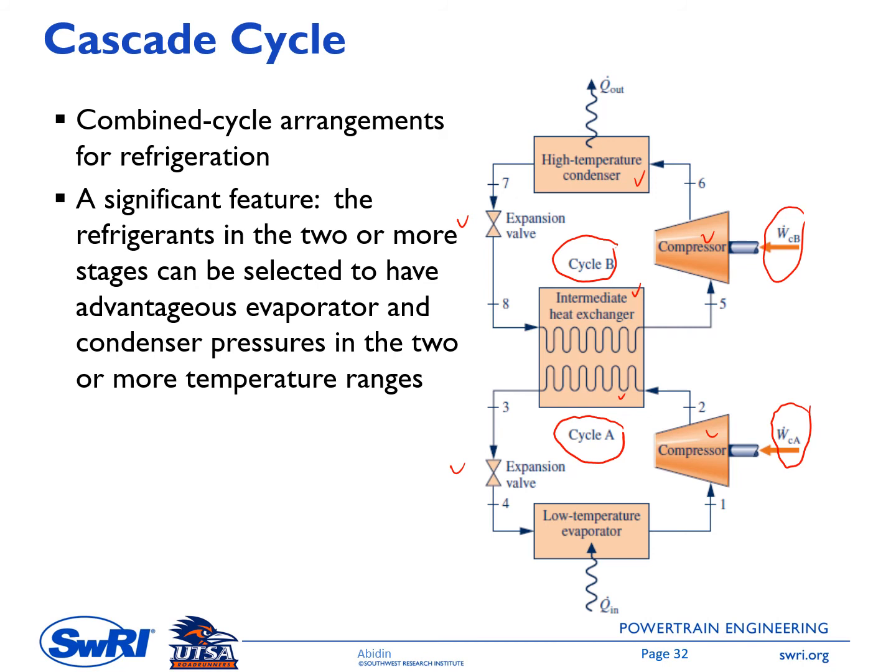And then a significant feature of this cascade cycle is that the refrigerants in two or more stages can be selected to have advantageous evaporator and condenser pressures in the two or more temperature ranges. So it means you can select a different refrigerant with different characteristics, so that you can have a different range of temperature as well as pressure.